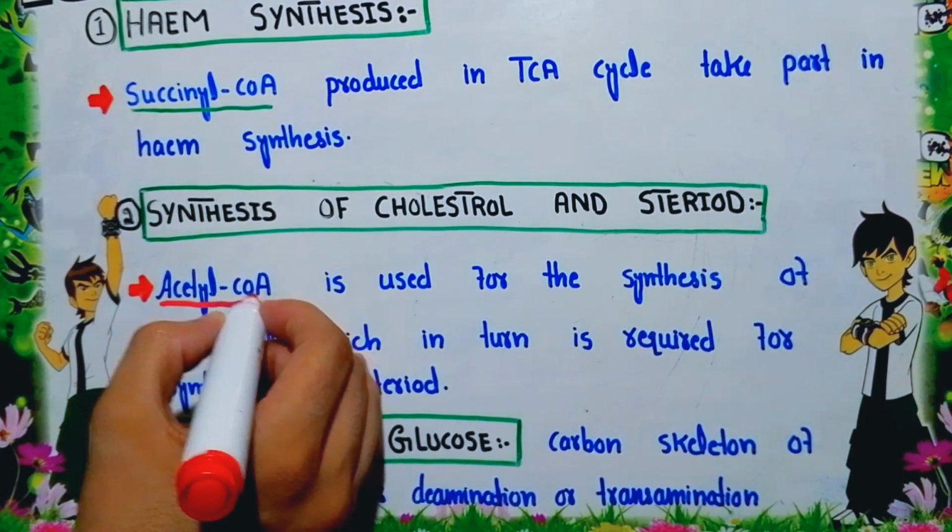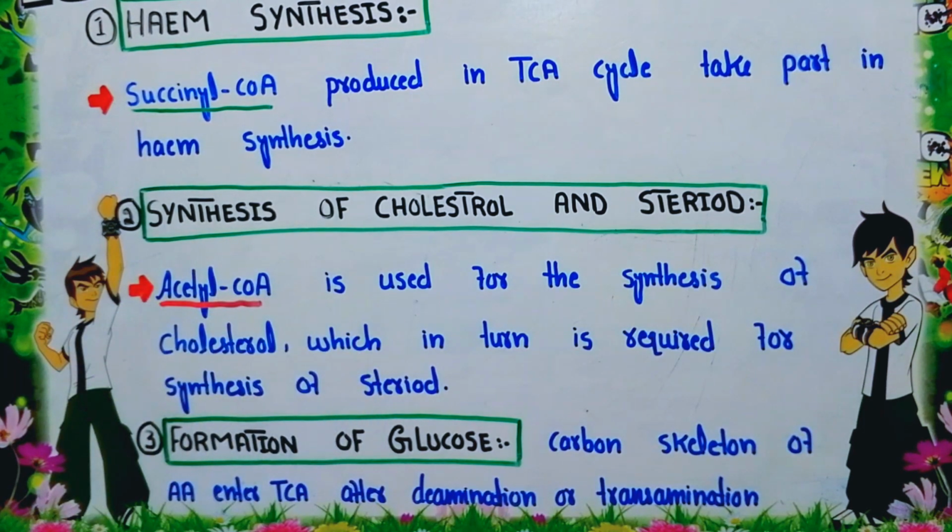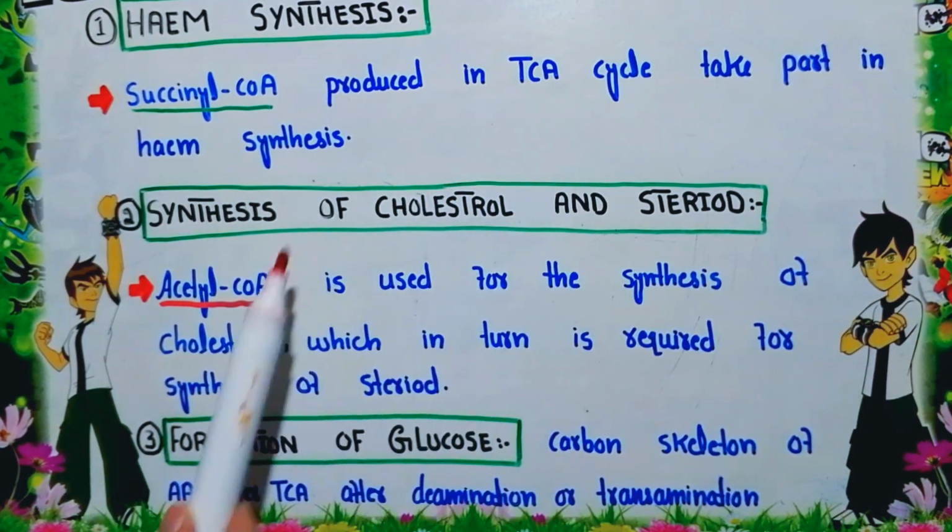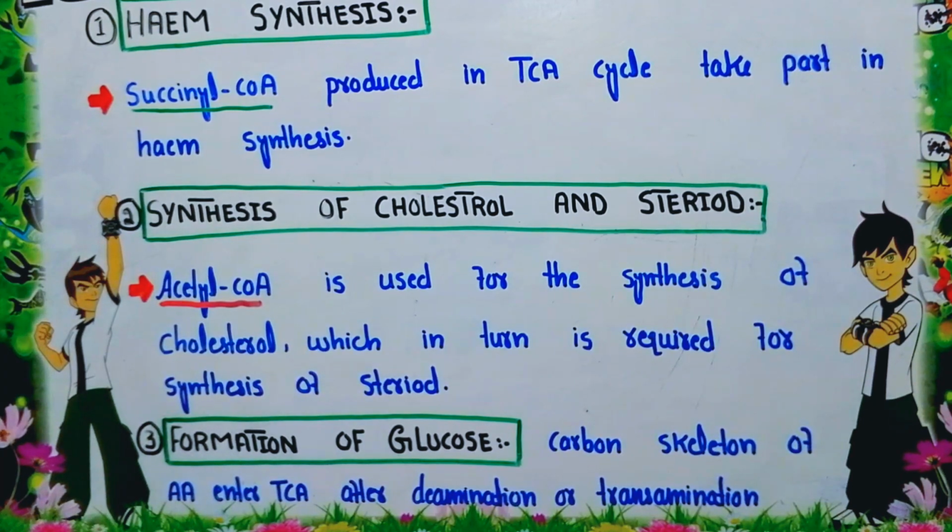When cholesterol is made, it is again used for the synthesis of steroids. So through this intermediate, cholesterol and steroids are mainly formed from the TCA cycle.